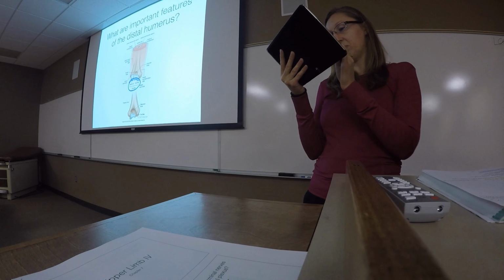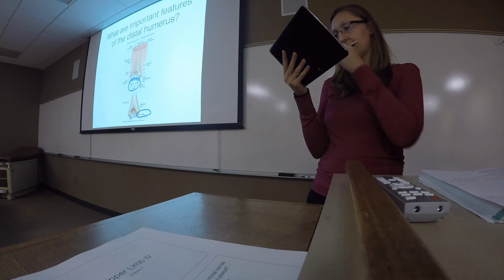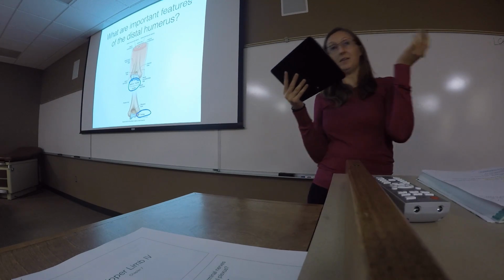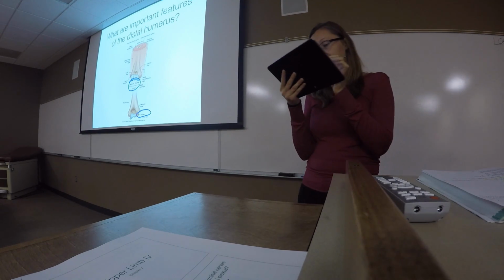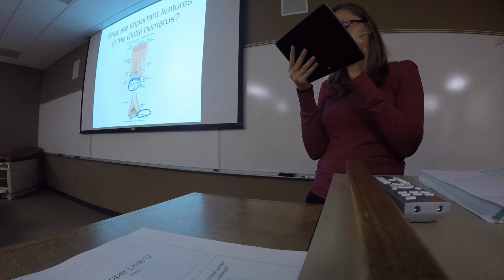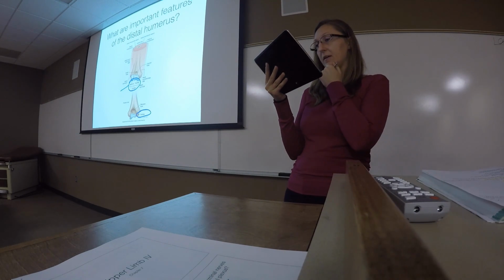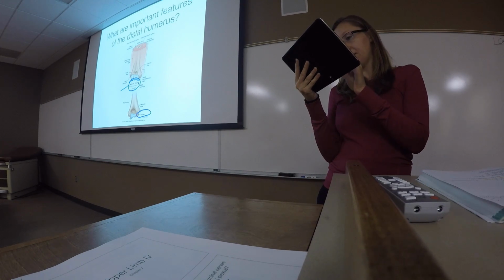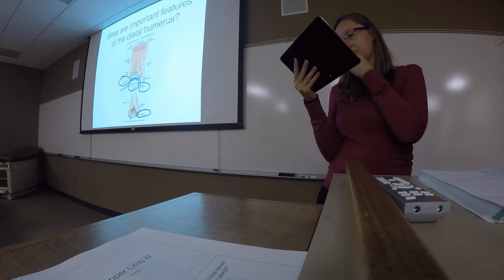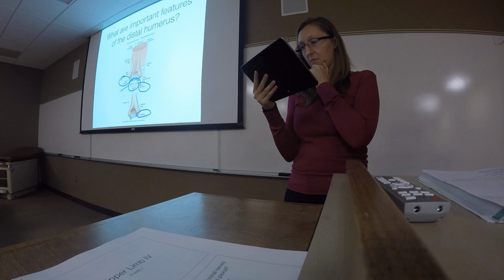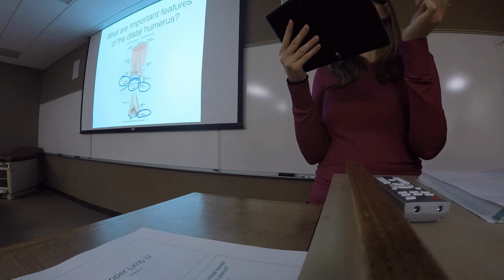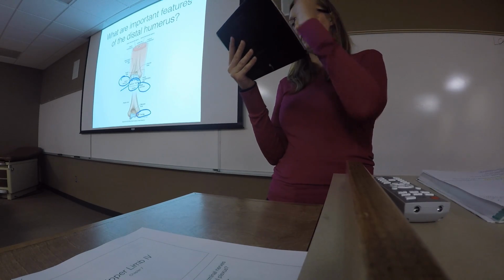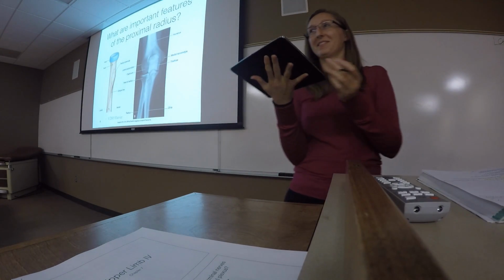The trochlea would be the location we're looking for articulating with the ulna, and then the capitulum would be articulating with the radius. Then we have our medial and lateral epicondyles, which are, of course, important muscle attachment sites. Okay. That's all you need to know for lecture. I'm sure you have lots more in lab.